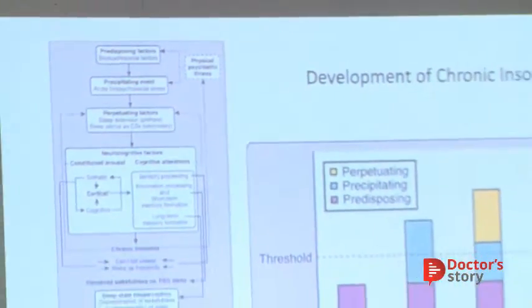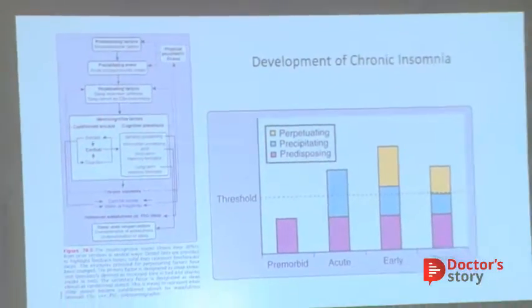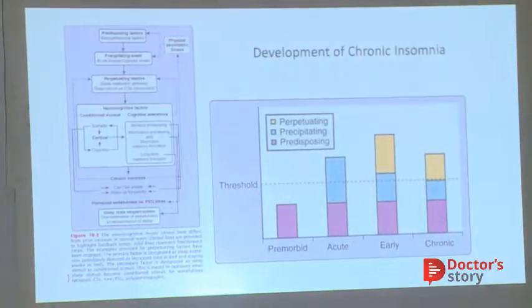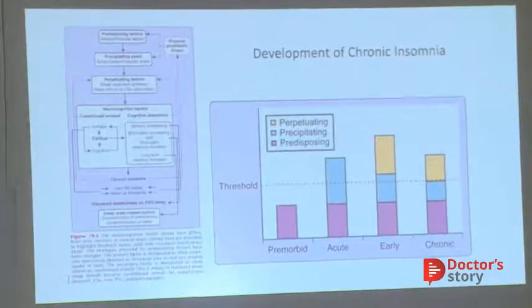insomnia. Also on the left-hand side is a neurocognitive model. It's a big thing. I'm just going to discuss it. It's something which is there in Kryger, Roth, and Dement, Principles of Sleep Medicine, but without it, we can't go ahead. So if you see this, I'll just go through it from top to bottom.